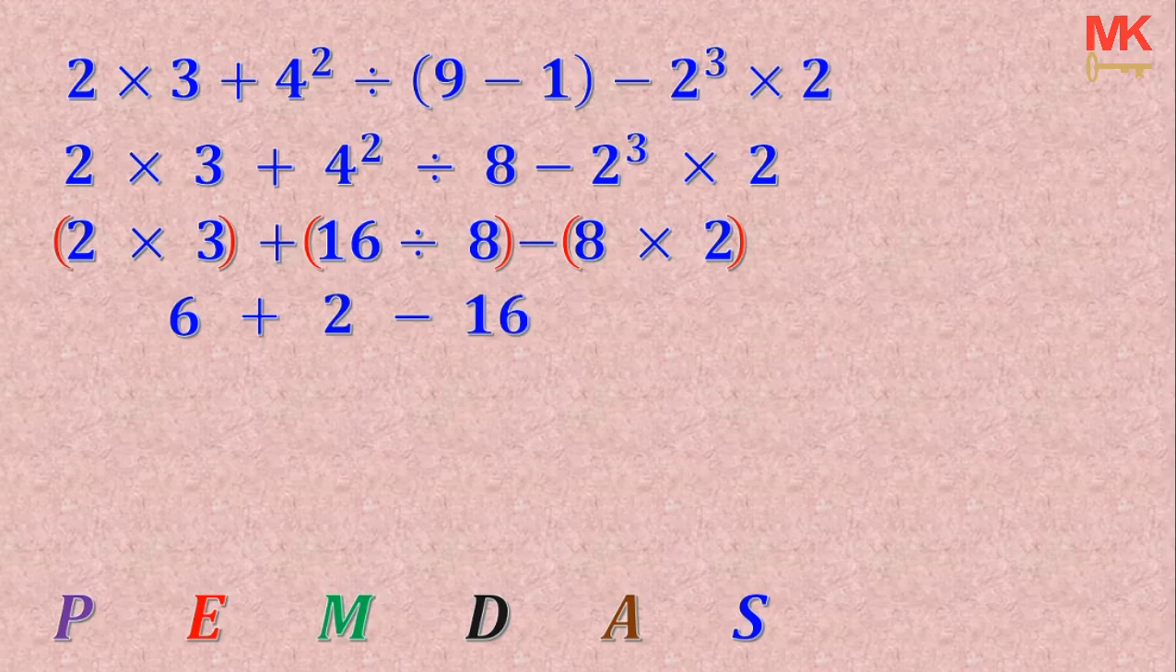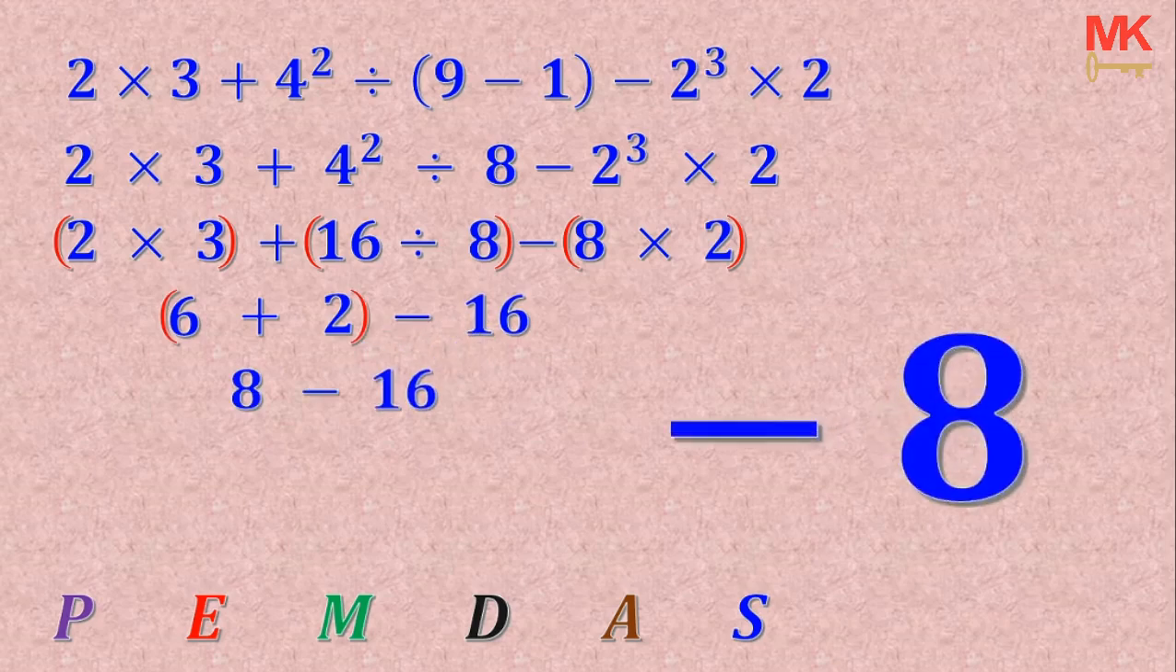Remember once again that the combination must be done from the left to the right. So what we are going to do here is just to group the 6 and the 2 together, which gives us 8 minus the 16, and of course, in the end, everything becomes negative 8. This is how easy it is.